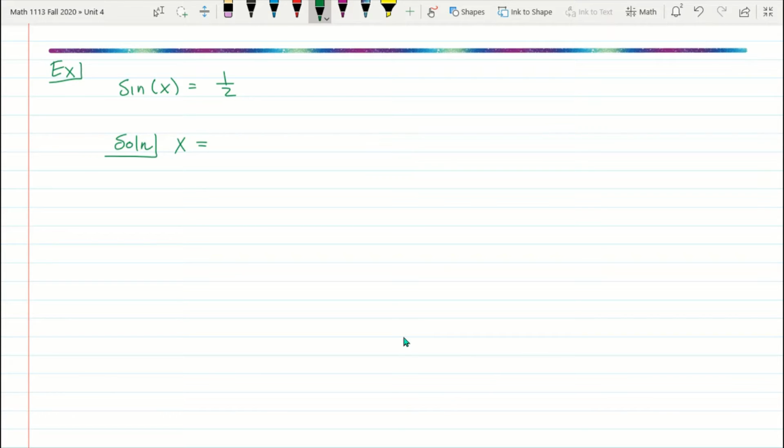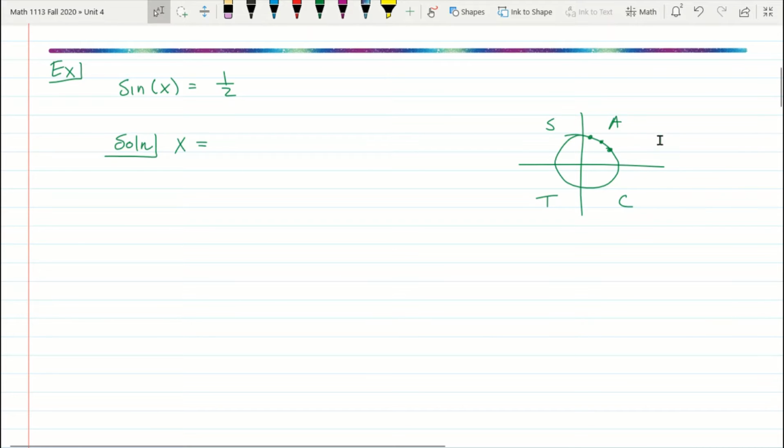So one way of thinking is looking back at the unit circle and thinking at which points or which angles is sine 1/2. And so remember that in a smart trig class, or All Students Take Calculus, or whatever you do to remember, in the first quadrant, all of the functions are positive. In the second quadrant, sine only is positive. So we're looking at first and second quadrant, right?